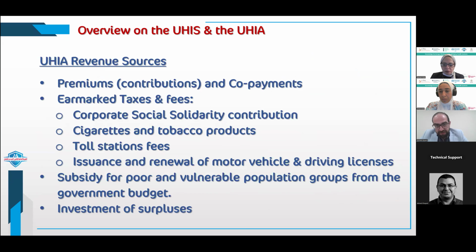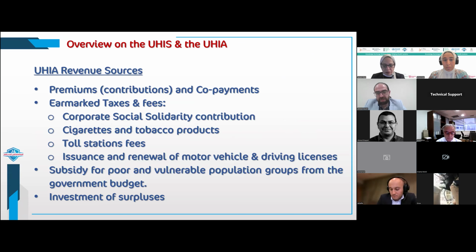As for the revenue sources for the Universal Health Insurance Authority, of course we have three main categories. The first category is the premiums, the contributions, and the co-payments. The other main revenue source is some earmarked taxation and some fees, like the corporate social solidarity contribution. We have earmarked taxation levied on cigarettes and tobacco products, some fees on toll stations in highways, and on issuance and renewal of motor vehicle and driver's licenses as well. And the third component is the subsidy that is paid through the National Treasury for the vulnerable population groups.